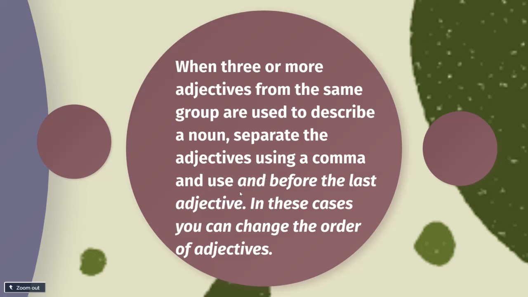What we need to use? We need to use and before the last adjective. So here rule number 1 also follows, right? So what we are learning over here is that when there are 3 or more adjectives from the same group, group meaning that same thing, OSASCOM, right? When they are from the same group, we have to separate each adjective with a comma, and before the last one we have to put and. In these cases, you can also change the order of the adjectives. It will not matter much, right? Now, with the examples, we will see how it can be done.